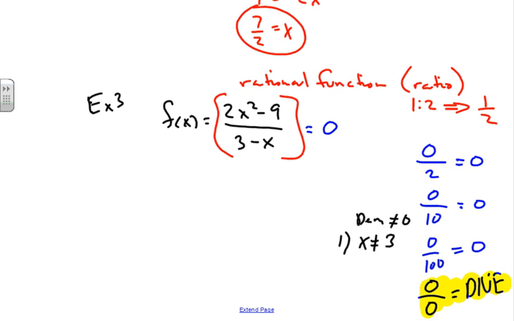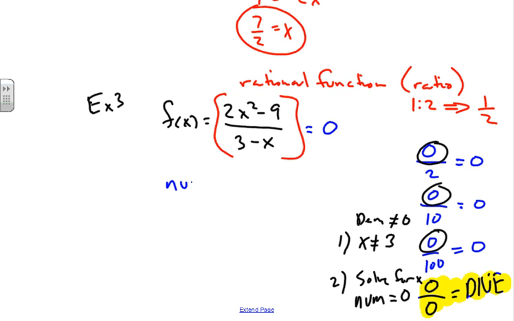Once we find the domain, the second step is that now we can solve. When you have a rational function, the key thing is you solve for x. A lot of students will multiply both sides by 3 minus x and then eliminate with the 0. But you can also simply know that since the numerator has to equal 0 in order to get 0, just take the numerator and set it equal to 0.